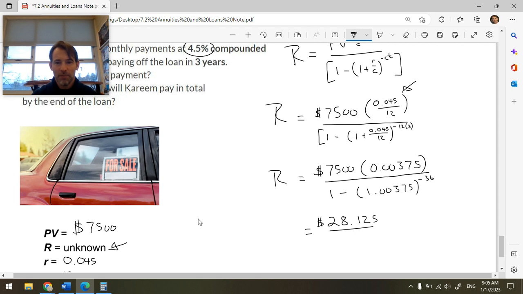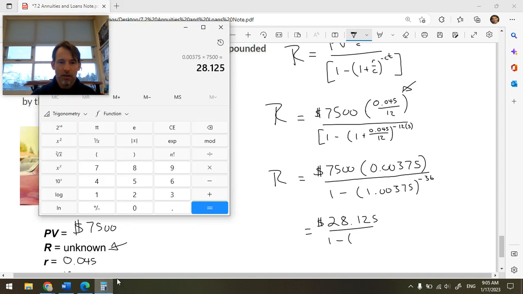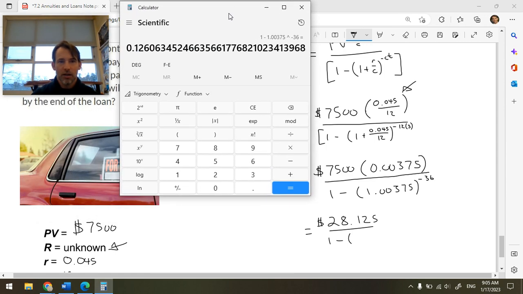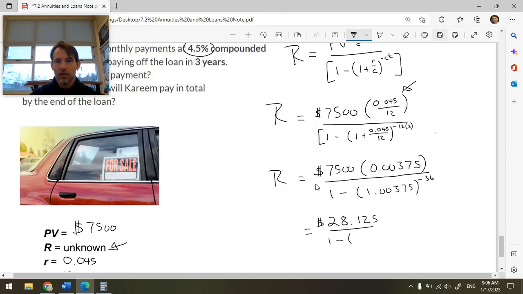And then 1 minus, let's do that number. Let's actually just do the whole thing on the calculator. Clear. 1 minus 1.00375 raised to the 36, but it's negative, equals, this is the denominator, 0.12606. So it looks like you only need to pay $28 a month, but actually I've got bad news for you.